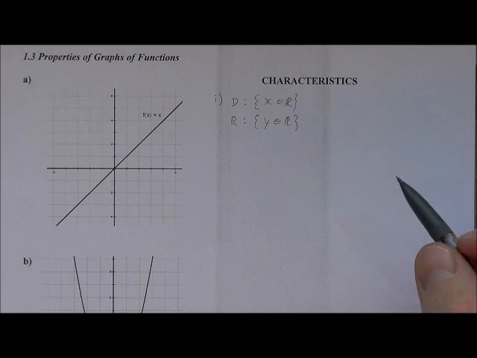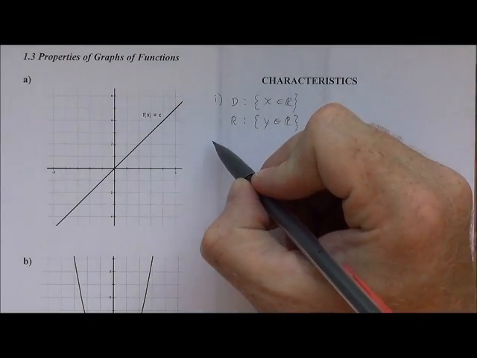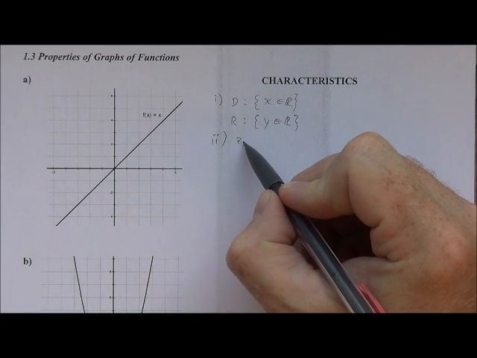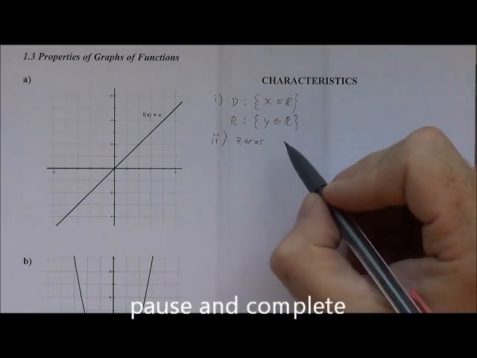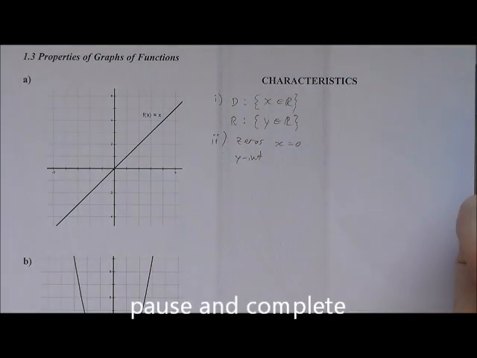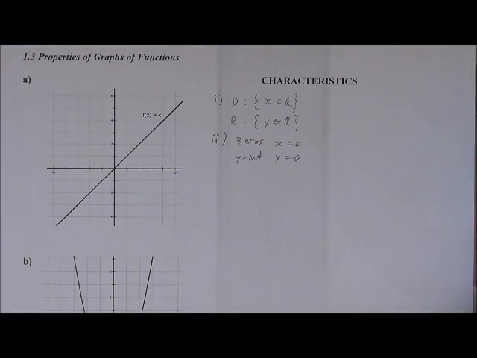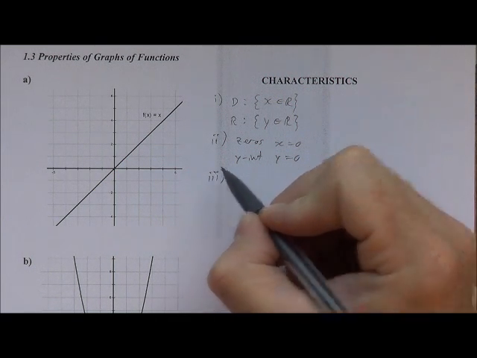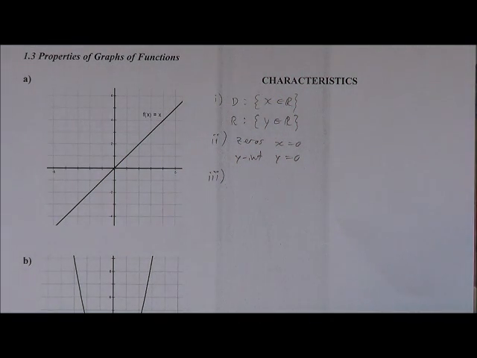Then we'll take a look at the zeros and y-intercepts. Okay, so zeros, x equals 0, and the y-intercept, y equals 0. Please make sure that you pause every time I have a little pause here. Pause the video so that you can actually write in the answers before I do.